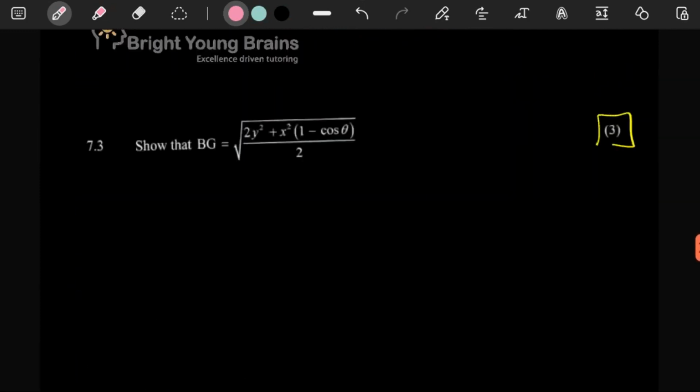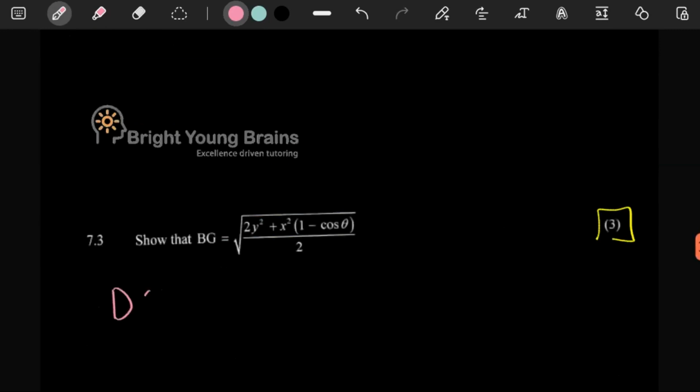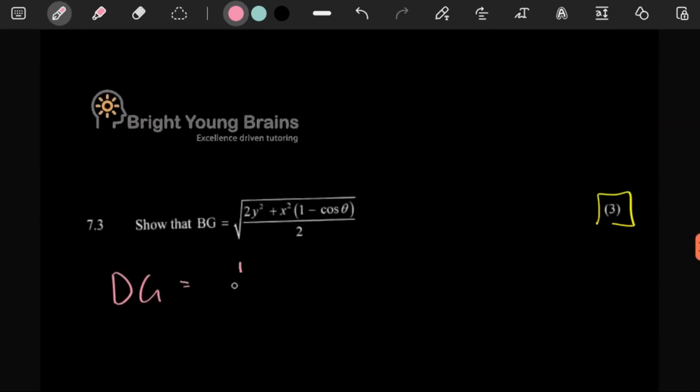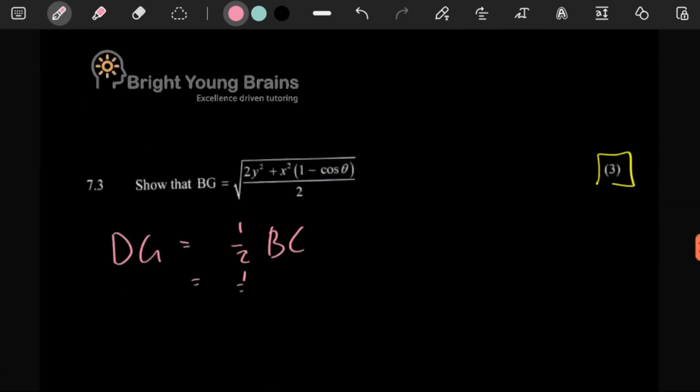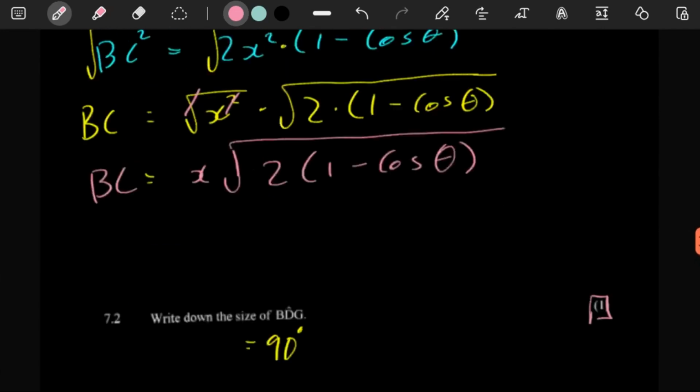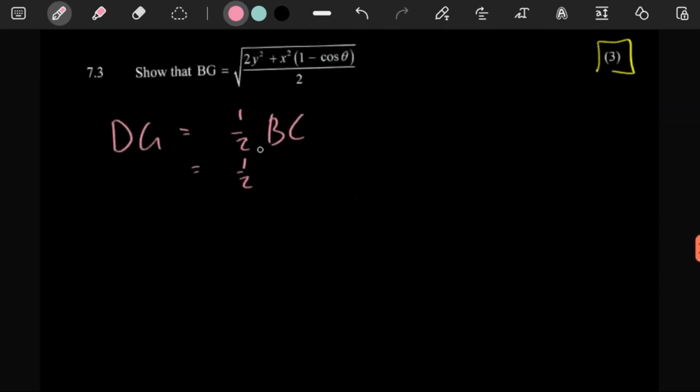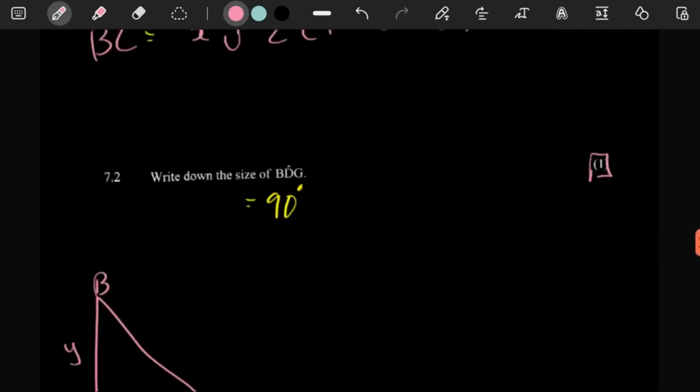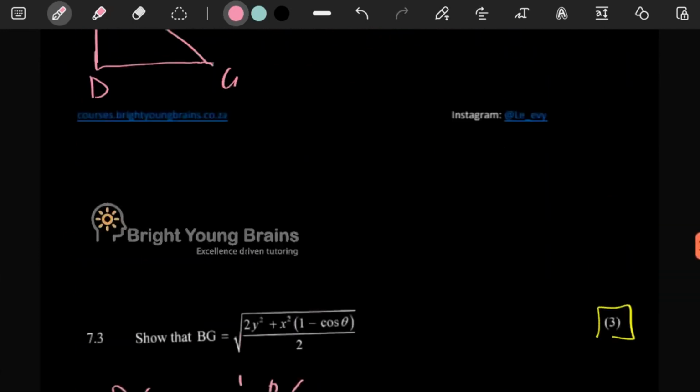This question does not seem like it's going to be difficult at all, because we have a right angled triangle here. There's DG here, there's BG there. This is Y. This we know is going to be, let's see here, DG is equal to half of BC. That we know. So therefore, half of BC is going to be half of this. So it's a half x square root of 1 minus cos theta.